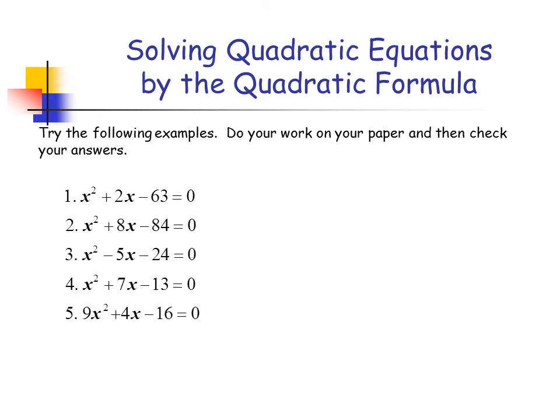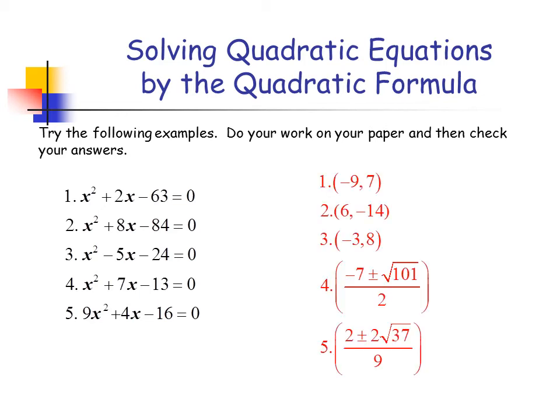Go ahead and put the video on pause and see if you can solve these 5 equations. Okay, check your answers. Number 1 is negative 9 and 7. Number 2 is 6 and negative 14. 3 is negative 3 and 8. 4 is negative 7 plus or minus the square root of 101 over 2. And 5 is 2 plus or minus 2 square root of 37 over 9.